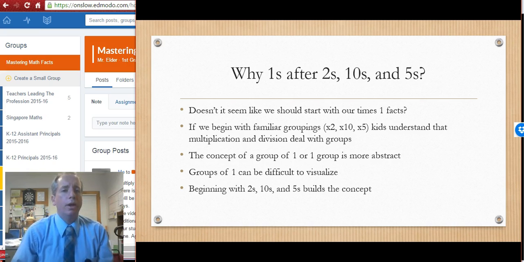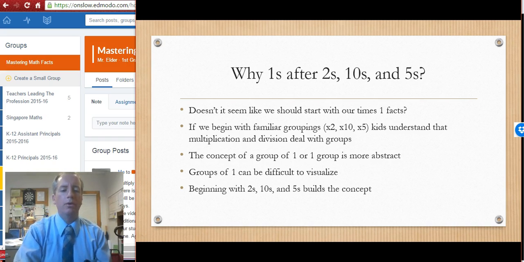And it's also that a group of 1 or one group of something is kind of tricky to visualize, because when we think about one group of 7, well, why don't we just say 7? Because normally that's what we would do. So it's a little bit more abstract to think about groups of 1 or one group of something. So what we're really shooting to do here is to build the concept.